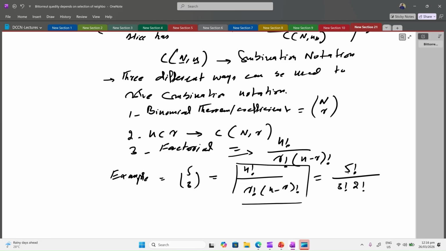I'll give you another example before I go back to the probability that we were discussing earlier. So this is equal to 5 into 4 into 3.